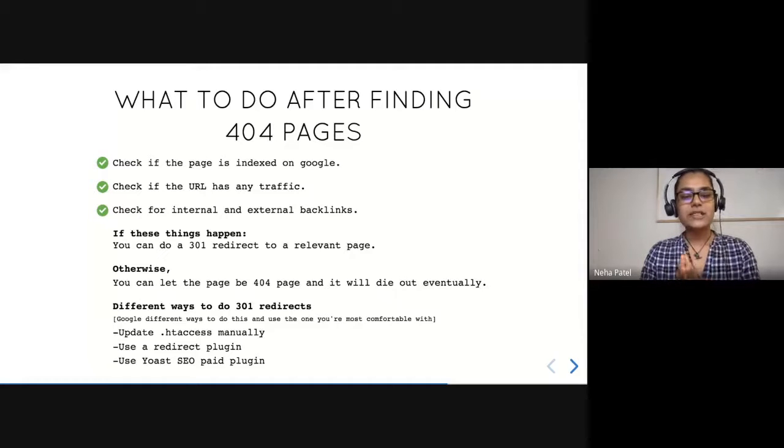Otherwise, you can let the page be 404 and it will die out eventually. Now, there's different ways to do 301 redirects. I assume that everyone on this call knows a lot of this, but I just wrote it down in case anyone on the call was new to this, right? There's different ways to update a 301 redirect: update htaccess manually, use a redirect plugin, or use a Yoast paid plugin. And there's different other plugins to do it.